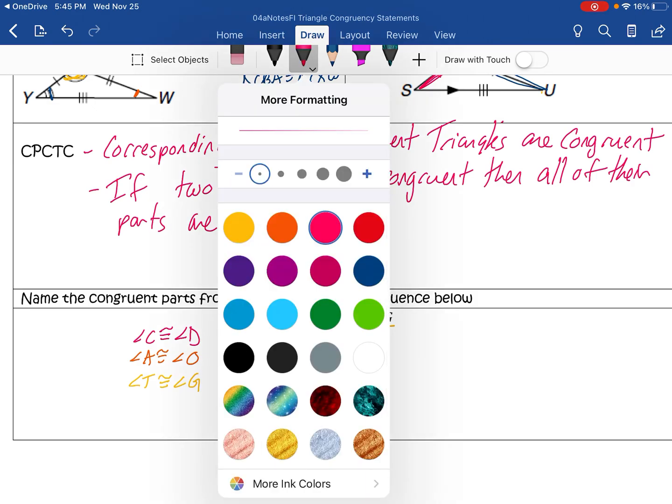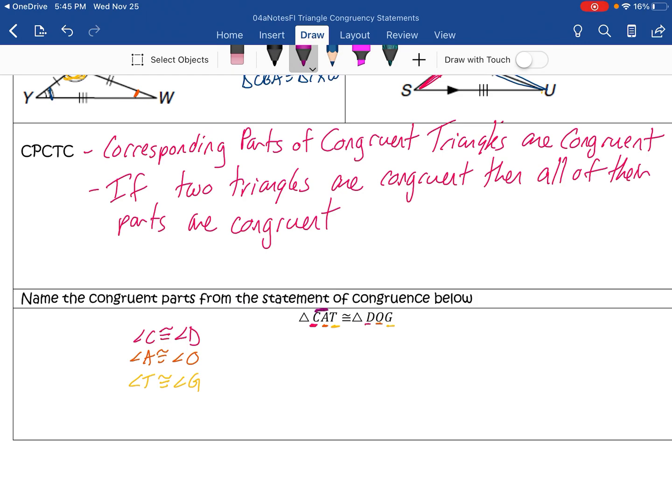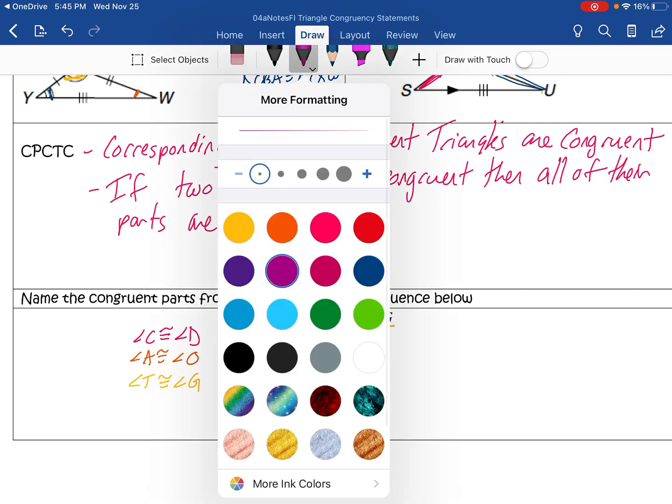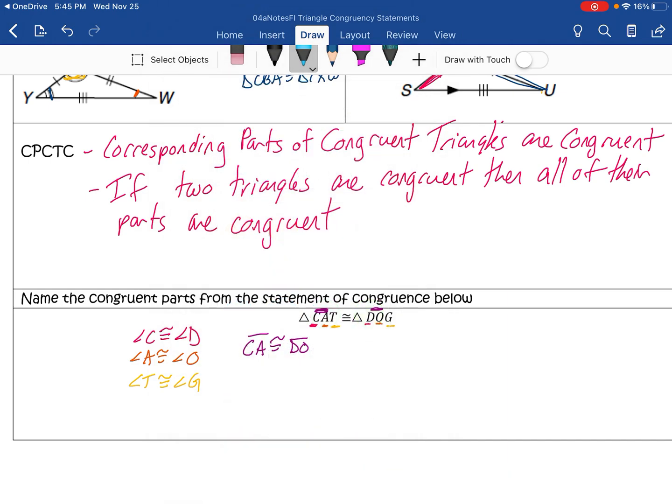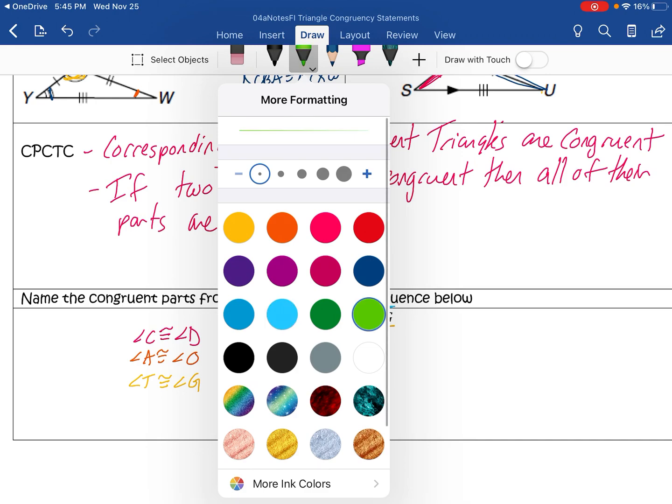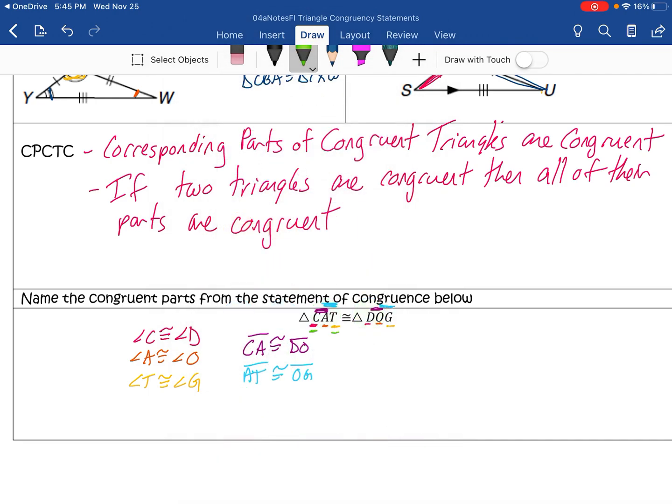I can also say things about the sides. I know side CA, the first letter, second letter, must be congruent to side DO, first letter, second letter. I know that AT must be congruent to OG. And lastly, I know CT must be congruent to DG. Forwards or backwards. So that's it. That's all you need to really know about triangle congruency statements.